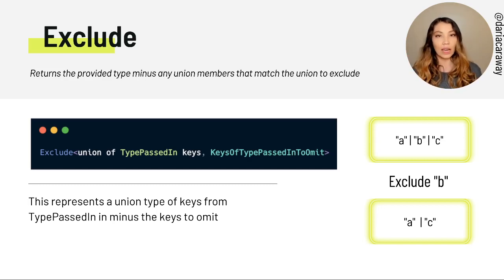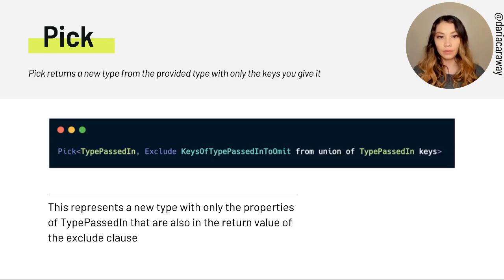So if the keys of type passed in, again, are A, B, and C, and we want to exclude B, because that's the key we're trying to omit, we will get back a union of just A and C. Now that gives us the keys we're looking for, but how do we get back the type? And that's where Pick comes into play.